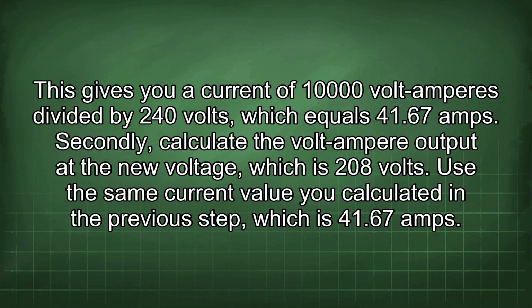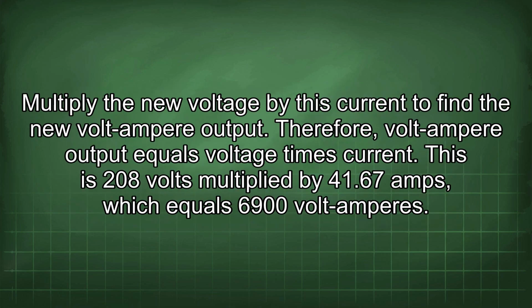Secondly, calculate the volt-ampere output at the new voltage, which is 208 volts. Use the same current value you calculated in the previous step, which is 41.67 amps. Multiply the new voltage by this current to find the new volt-ampere output.